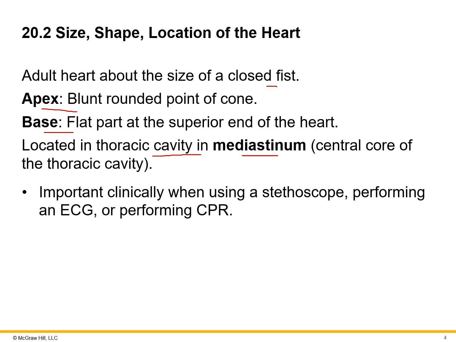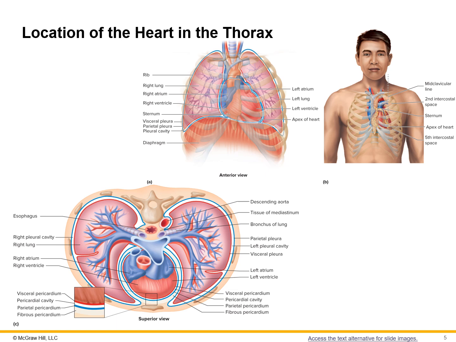So it's important clinically to know where the heart is and the shape, so that whenever you're listening to the heart sounds with the stethoscope or performing an ECG or performing CPR, you're in the right location. So again, we all know where our heart's at, but looking at that thoracic cavity, the heart is there in the core. The middle, just off a little bit to our left-hand side, is where that apex is pointing over to the left-hand part of the body.